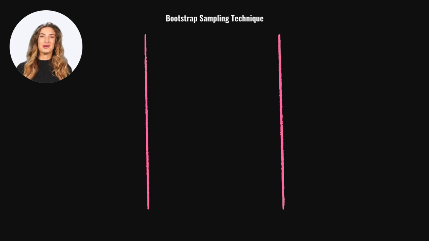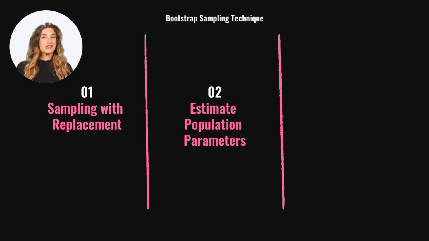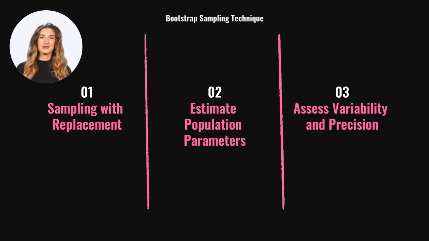Bootstrap samples are generated by sampling with replacement from the original dataset. This technique allows us to estimate population parameters by calculating statistics for each sample. By repeatedly resampling, we can assess the variability and precision of our estimates, providing a robust method for statistical inference.